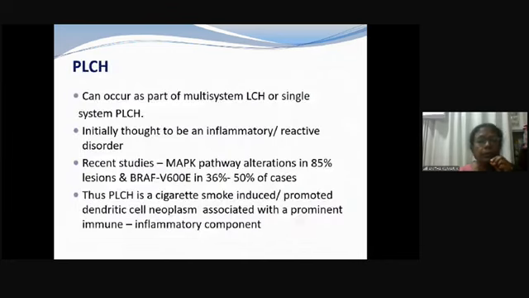So, pulmonary Langerhans cell histiocytosis, this can occur as part of multi-system LCH or single system PLCH, and initially this is thought to be just an inflammatory reactive disorder, that is a smoking induced disorder, but recent studies have shown that there are alterations in the MAPK pathway that is seen in 85% of the lesions, and the BRAF mutations are seen in 36 to 50% of cases, and therefore now PLCH is considered as a cigarette smoke induced or promoted dendritic cell neoplasm associated with a prominent immune or inflammatory component.